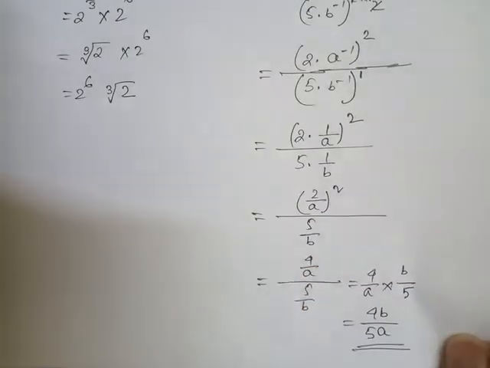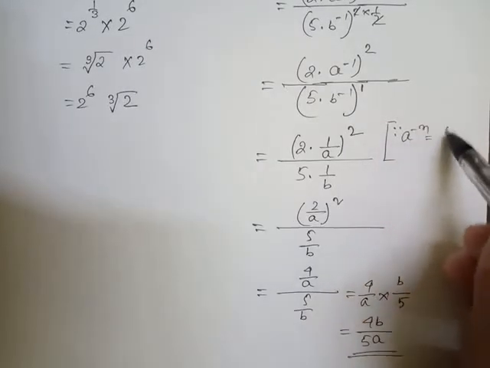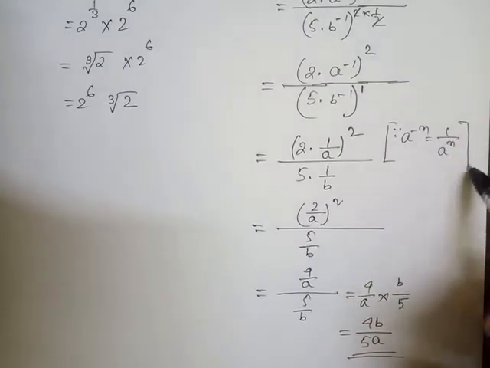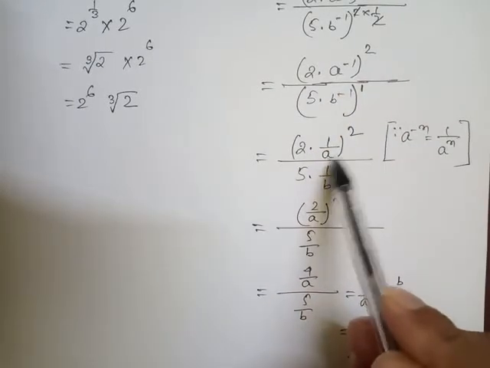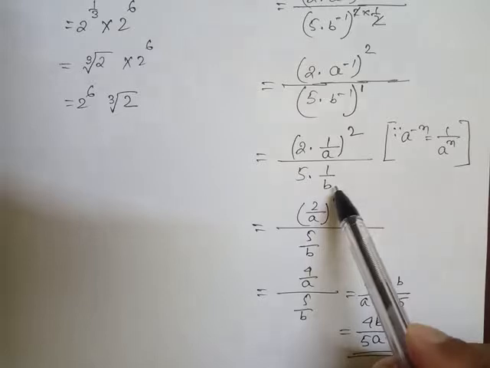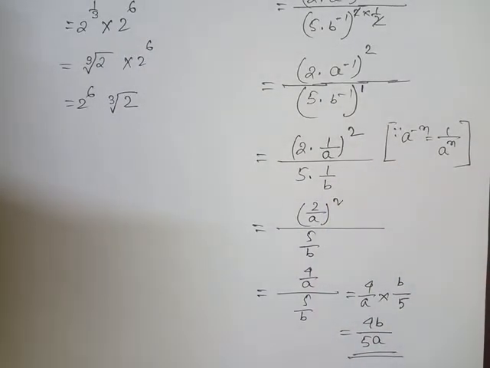And one thing here, I have used the formula that a to the power minus n equal to 1 by a to the power n. This formula I have used here. So this is all about the question number 7 Roman 2.